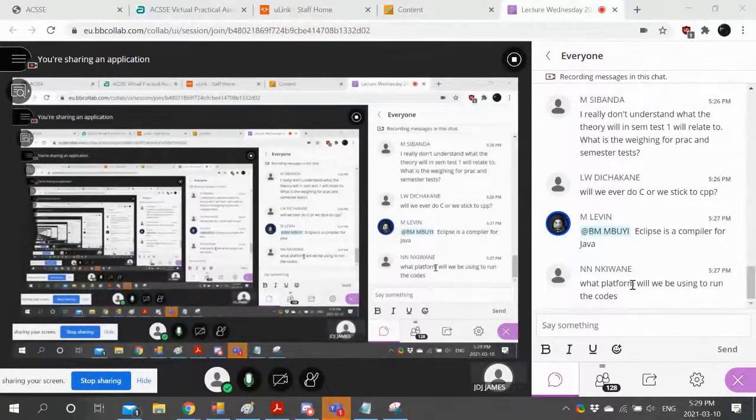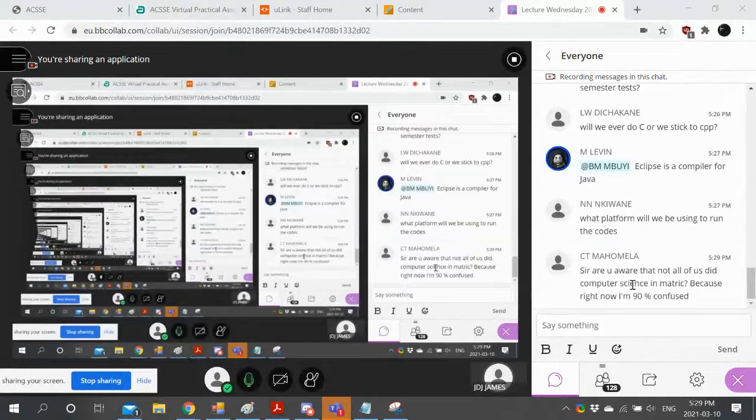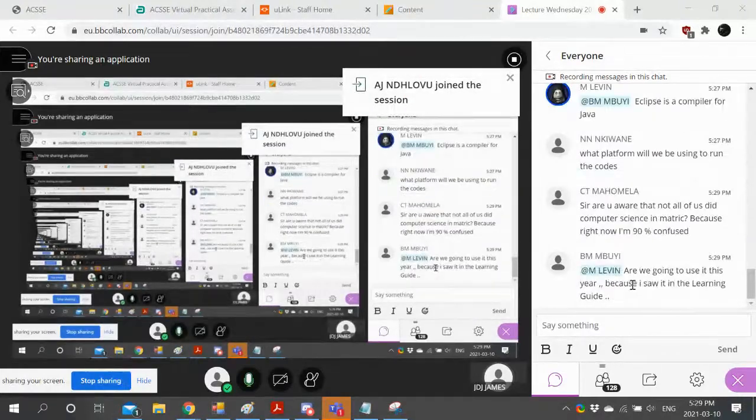And what platform do we use to run the code? As we discussed yesterday, we use Code::Blocks to run the code. And I will show you an online system we've set up for you to do the shorter class tests like weekly assignments.